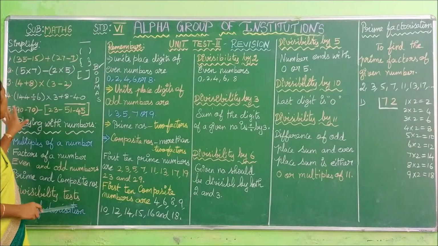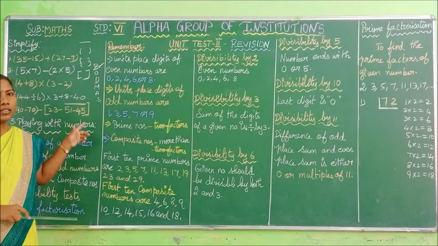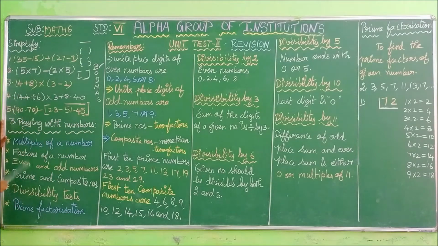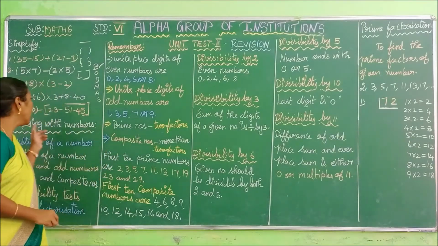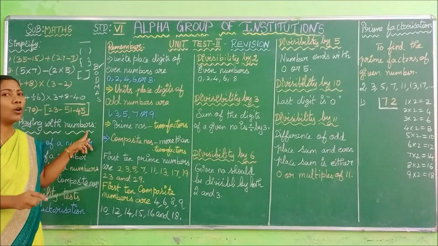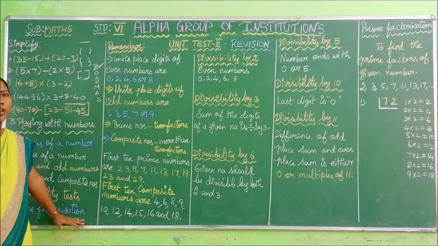Okay. Next we are going to see chapter 3, Playing with Numbers. In this chapter, what are the concepts we have seen already? Multiples of a number, factors of a number, even and odd numbers, prime and composite numbers, divisibility test, prime factorization. These are the concepts we have discussed in this chapter, Playing with Numbers. So you have to be thorough up to this prime factorization, okay, for your unit test 2.